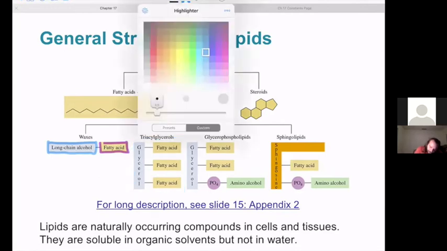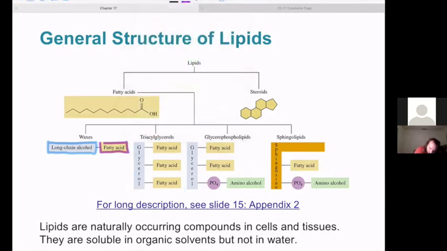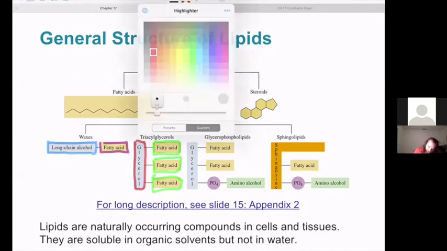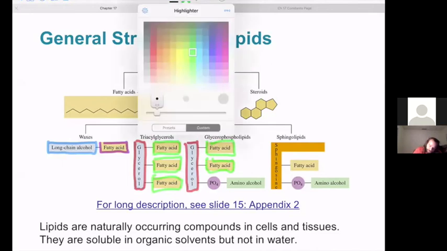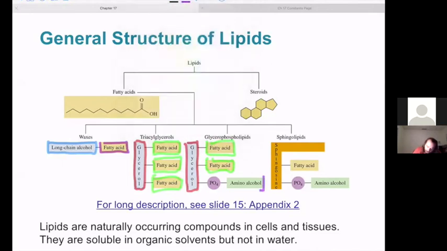And again, they have this base glycerol component. Let me try to color code here. This glycerol that's connecting three different fatty acid chains. The glycerophospholipids, they also have glycerol and two, not three, but two fatty acid chains, and then this amino alcohol component joined by that phosphate group. These are primarily used in membranes.